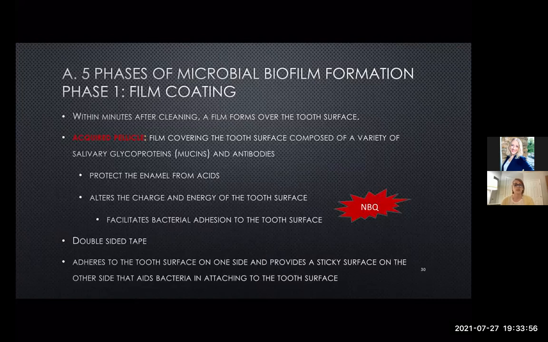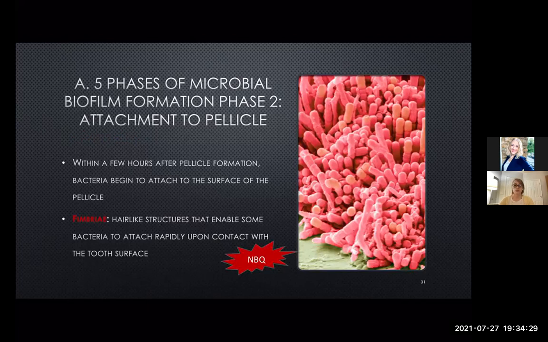I want you to think of this like double-sided tape. On the inside, it sticks to the tooth. On the outside, the bacteria stick to it. You can't see it. It's just like a layer of protein that surrounds your enamel. So this pretty much provides a sticky surface that aids in bacteria attaching, but because it's attaching to the acquired pellicle, we can still disrupt that biofilm. Here's another really great picture of what it looks like when bacteria start to attach to the pellicle.